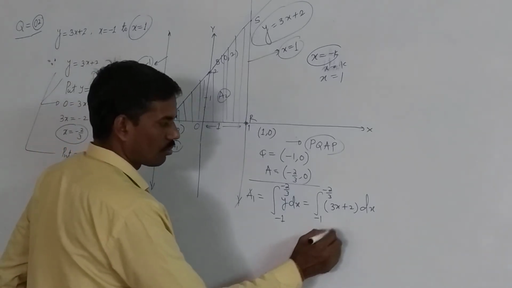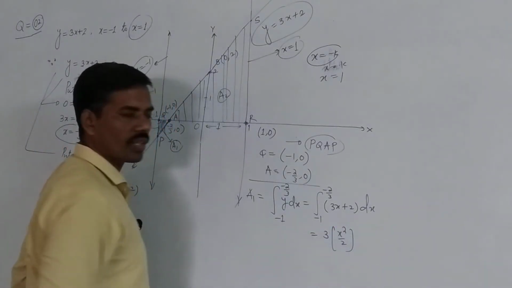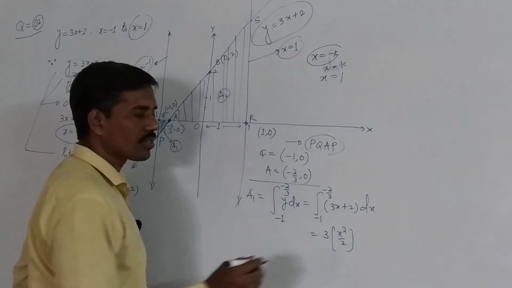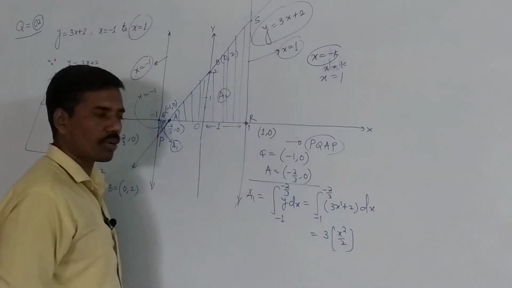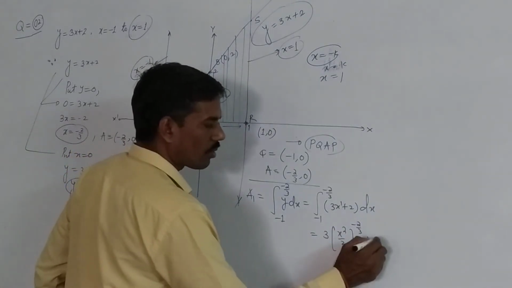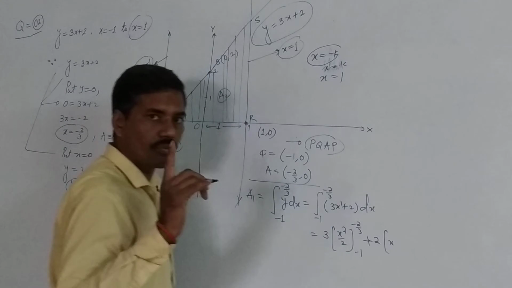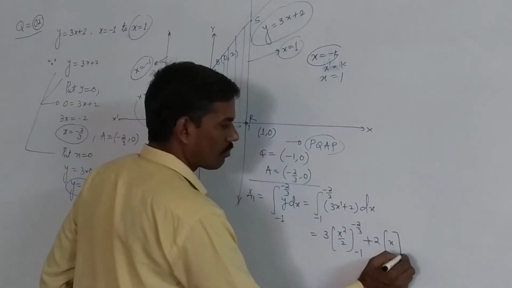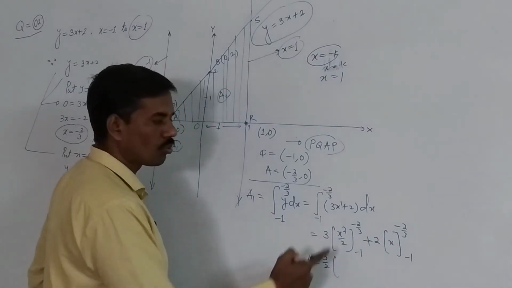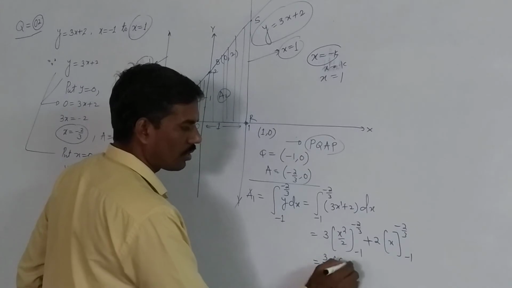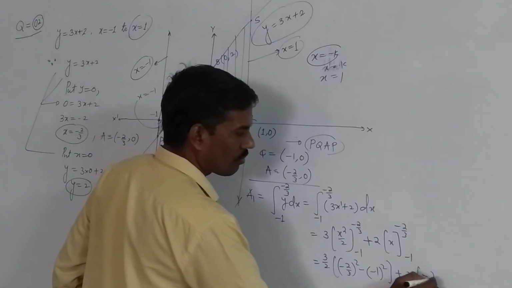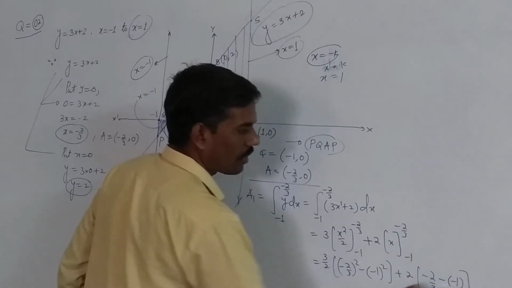So this is equal to 3 times x square by 2, the integral of x with respect to x being x square upon 2, with lower limit -1 and upper limit -2/3, plus 2 times x, the integral of 1 with respect to x, from -1 to -2/3. This is equal to 3/2 times ((-2/3) squared minus (-1) squared), plus 2 times (-2/3 minus (-1)).